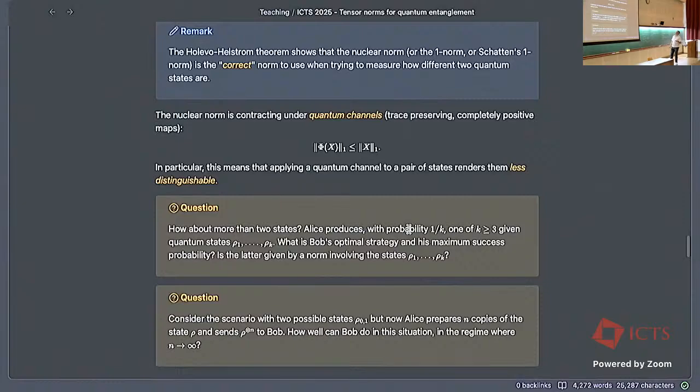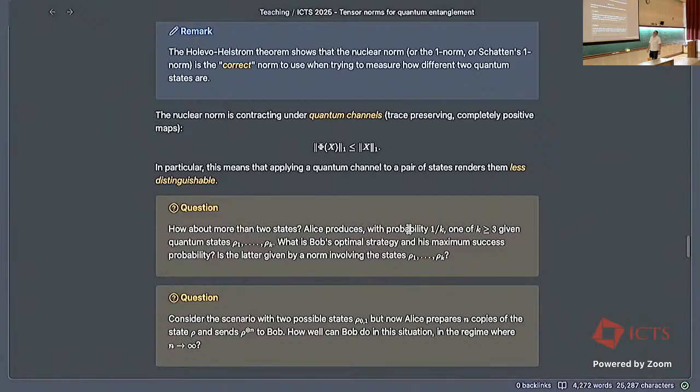So here we saw in the k equals 2 case that the best probability that Bob guesses correctly is given by the one norm. What happens if I go to k equals 3? Is there a norm appearing in this probability?